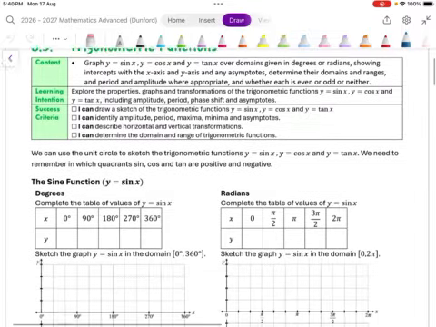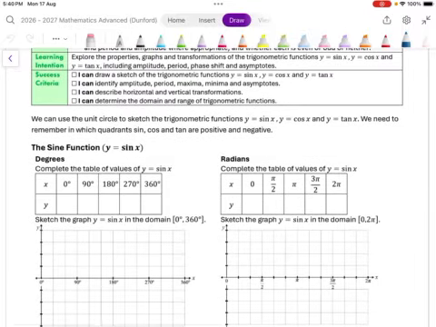So we can use our unit circle to sketch the trigonometric functions y equals sine x, y equals cos x, and y equals tan x. We need to remember in which quadrant sine, cos and tan are positive and negative, and how we do that is using our All Stations to Central.